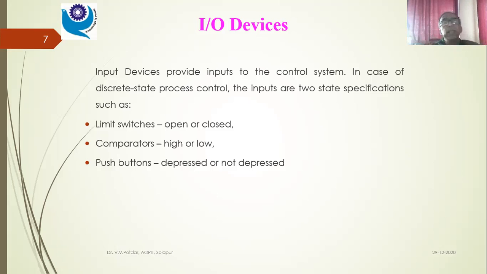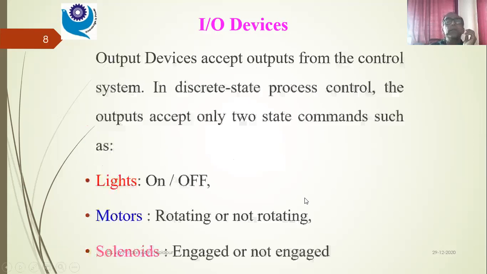So in the case of discrete state process control, the inputs are of two state specifications, such as limit switches, which are either open or closed; comparators, giving either a high signal or a low signal; or push buttons, which are either depressed or not depressed. So these are the discrete state process control requirements, where the states of control are of only two natures: on or off, open or closed, high or low, pushed or unpushed, depressed or not depressed.